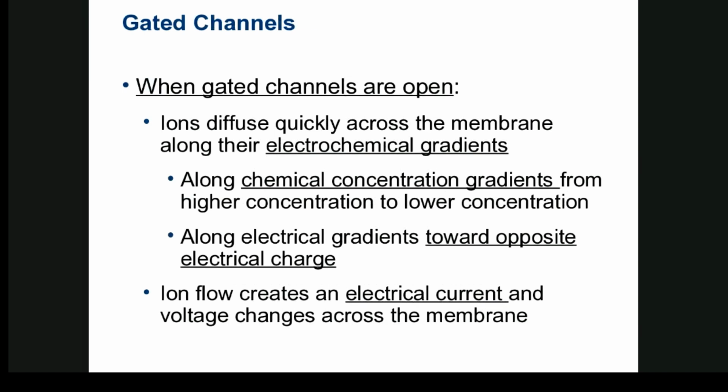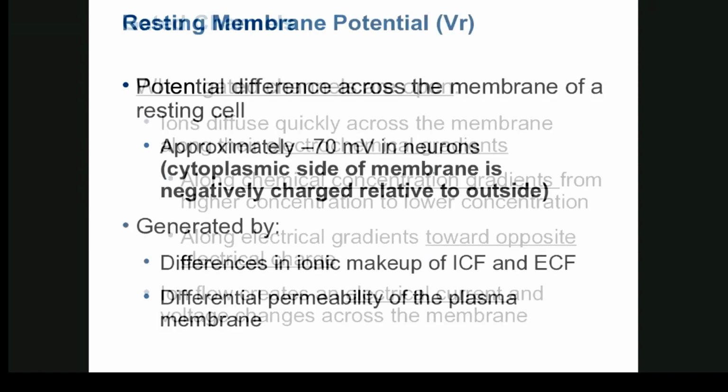Now, when gated channels are open, ions are going to diffuse across the electrochemical gradients, across the concentration gradients, and towards opposite charge. And ion flow along the plasma membrane creates an electrical current, also known as your action potential.